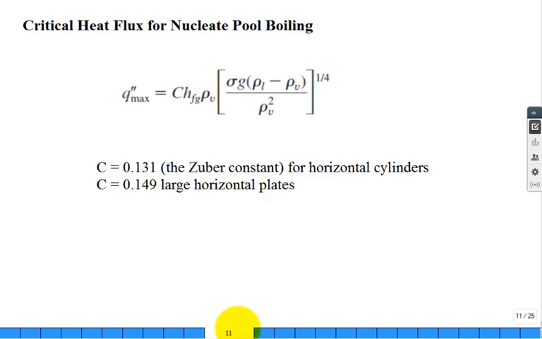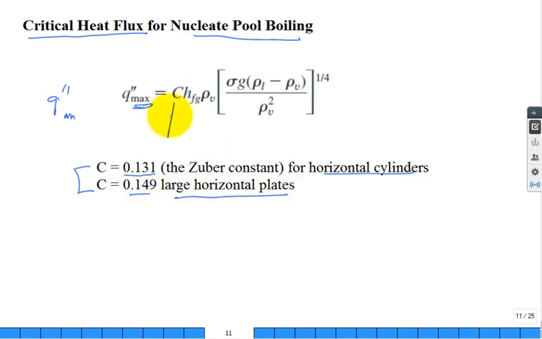There's another equation that gives us the critical heat flux for nucleate pool boiling. So they put the max on there. So Q double prime max is equal to this coefficient C. Now, this is where you have to really dive into the book and read not only the equation, but the paragraph before and after the equation to understand, because a lot of times they'll embed and say, whoa, this coefficient C is equal to 0.131 for horizontal cylinders, or it's 0.149 for large horizontal plates. And then this is familiar, etc.